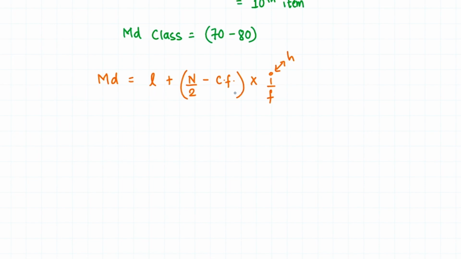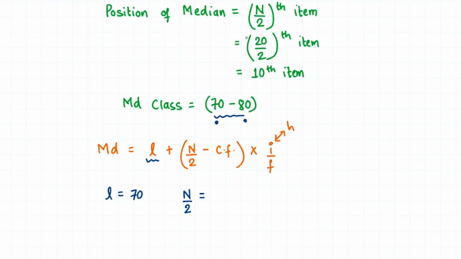Now that we have our formula, we need to know what these letters mean, okay? So first, this L means the lower limit of our median class, okay? So our median class is 70 to 80. This 70 is our lower limit and this 80 is our upper limit. So our L is the lower limit, so our L is going to be equal to 70, okay? The next term is our N divided by 2, right? We just found out our N divided by 2 when we were finding the position of median. So our N divided by 2 was 10, right? So our N divided by 2 is 10.